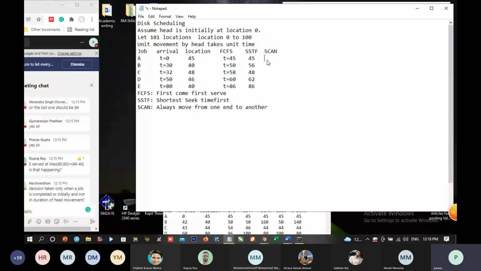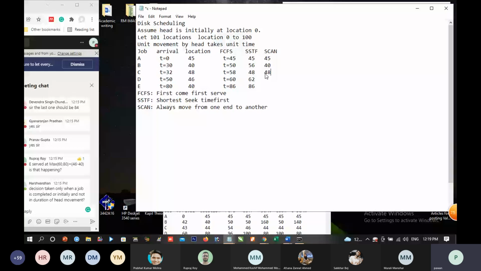45 will be served at time t equal to 45. 40 will be served at time t equal to 40. And 48 location job will be served at time t equal to 48. Do you agree? Because we are moving from 0 to 100. In between, whatever is available, it will be served at that time, irrespective of the order in which they arrived.